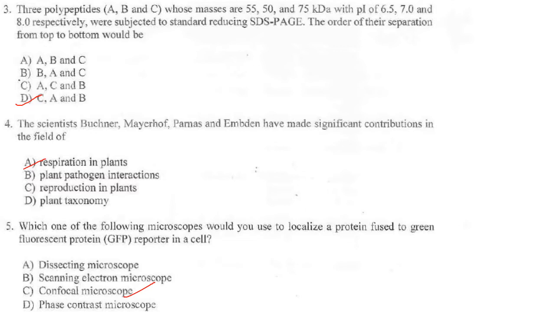Then comes 55 kDa, that is A, and then comes B, that is 50 kDa. So the order is C, A, B.